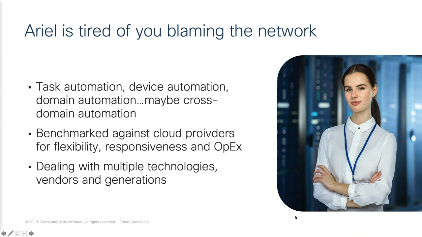Pressure on her is to do more with the same, or do more with slightly less over time, relatively more. That's what she needs to do. She has a lot of technologies, a lot of vendors, and a big thing for her is that she has a lot of generations. Rarely do you meet someone who has a greenfield network. Rather, is it 3 or 5 generations of cruft in your network?